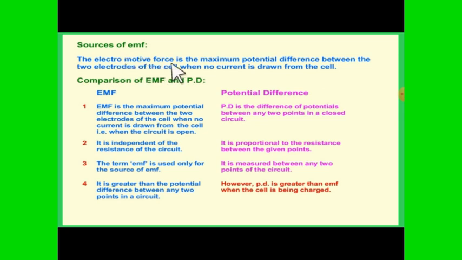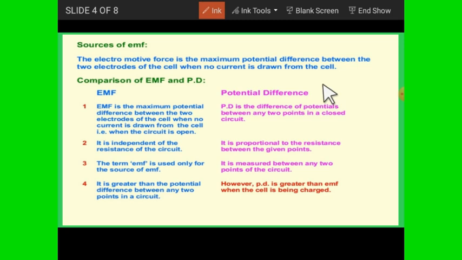So let's try to learn the comparison between EMF and the potential difference of a cell. As I said in the definition, just to find out the EMF, think of an electric circuit with a source of EMF like a cell, and what happens if your key is off. If your key is off, then no current will be flowing across that circuit. Suppose you have, for example, let's take this as a cell.